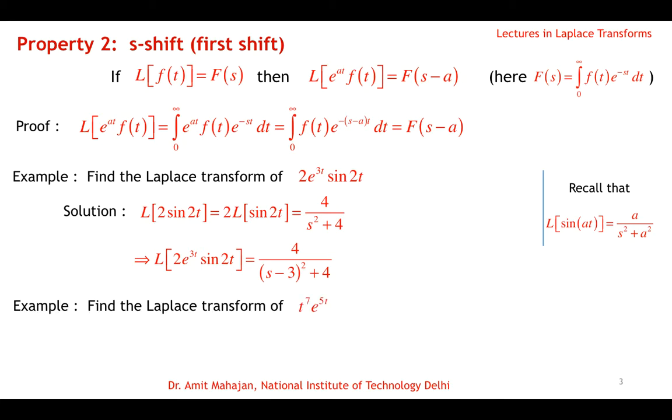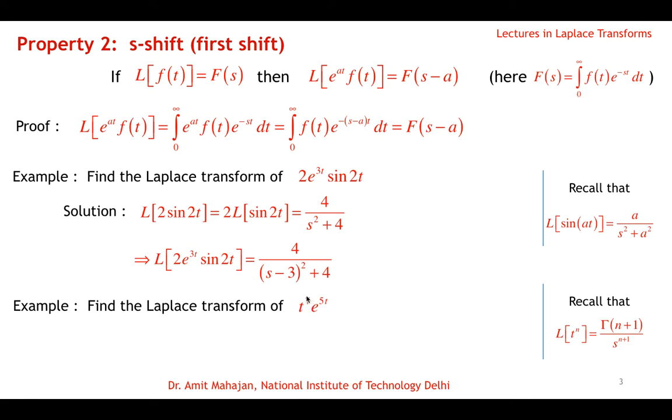So take one more example here. Find the Laplace transform of this product t raised to power 7 e raised to power 5t. Again I can use the s shift because one of the functions is exponential. If I know the Laplace of t power 7, then I will use the first shift by adding this exponential. t power 7 is a polynomial, and we know the Laplace of t power n is gamma function of n plus 1 over s power n plus 1.